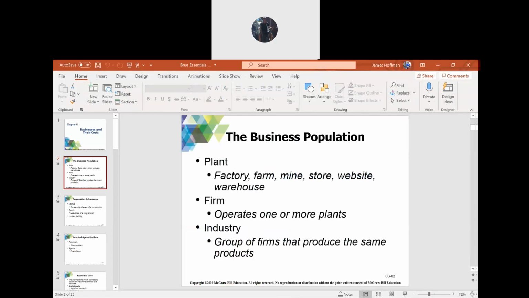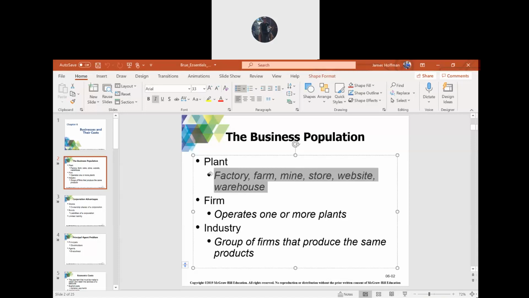All right, so first, just a few definitions. In this chapter, a plant is going to be any of these things: all the items of capital, I guess. So factories, farms, mines, stores, websites, warehouses. Any building structure, any website, any brick and mortar structure, or any of the capital that goes into the techie stuff too. That's going to be the plant. So put all these things in that category.